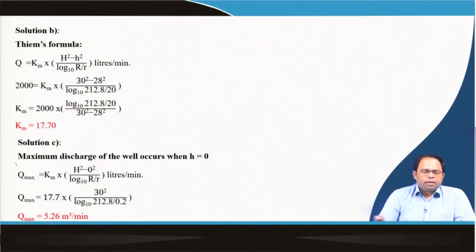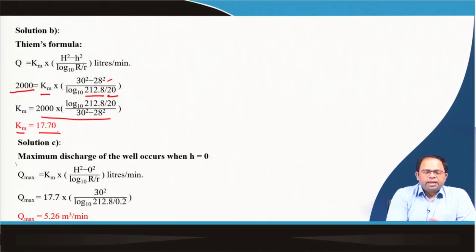Now, based on that, we can determine the Km value, because we already know that this particular observation of drawdown happened because of a discharge of 2000 liters per minute. So, when we put that in that equation, with all the other values we have, like 30 square minus 28 square, this is big R, and this is small r, and this was the first observation well, when we equate that, we get the value of Km, which we can solve, and get it as 17.70. So, this is the transmission constant of this particular aquifer.